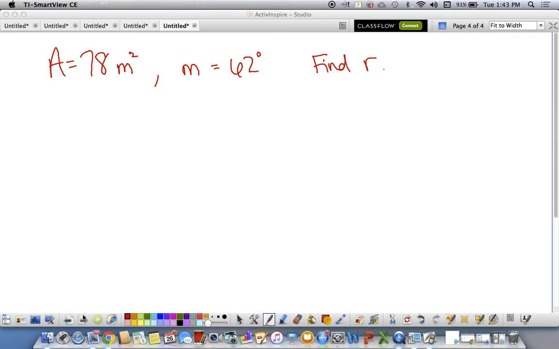In science, sometimes in the physics that you did, you had to rearrange equations. So what's the formula for area? Circumference is pi d. Area is pi times radius squared. Pi r squared. But in this case, it's the measure over 360 times pi r squared.